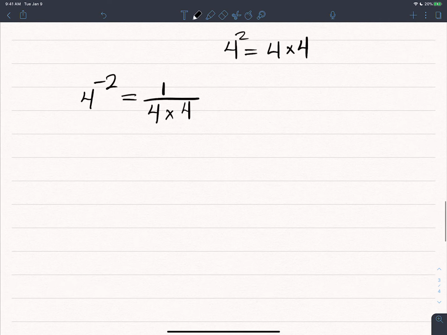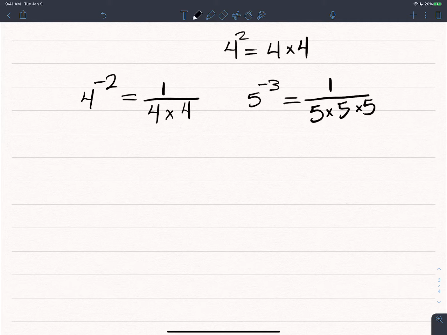But we do need to actually be able to work with negative exponents in a different kind of way rather than the conceptual way. So let me just put a couple more up there, and then we'll look at another way of how we can actually work with them. So another example would be, let's say we had 5 to the negative 3. Well, since it's negative, that means we're doing our repeated multiplication in the denominator. So this is 1 over 5 times 5 times 5.